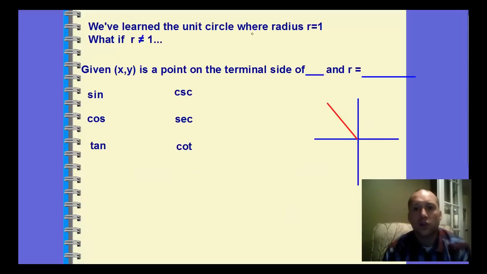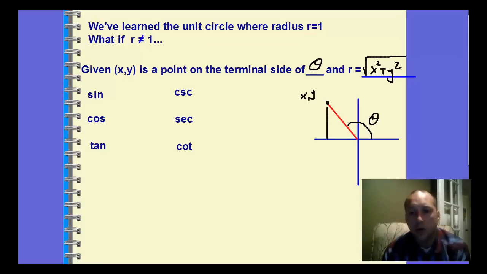So we've learned the unit circle where the radius is 1. What if r is not equal to 1? So we don't have the unit circle. Given a point (x, y) that's on the terminal side of our angle theta, r has a distance of the square root of x squared plus y squared. So it's really like the Pythagorean theorem. In the drawing here, we have our theta measure and our point up here as (x, y). Then we have a right triangle with a distance of x and a distance of y. If you do the Pythagorean theorem, you find our r value.